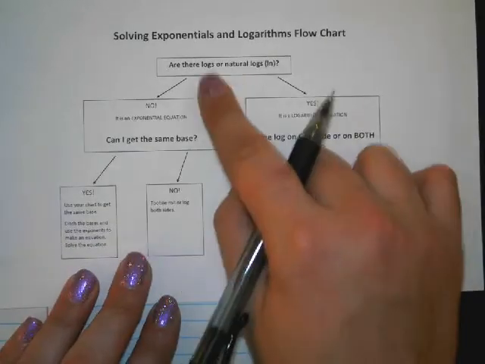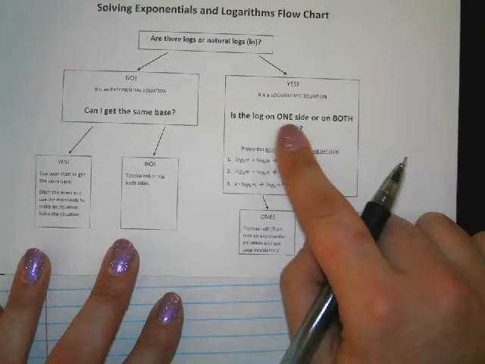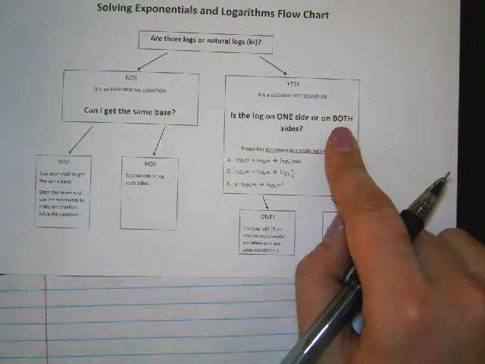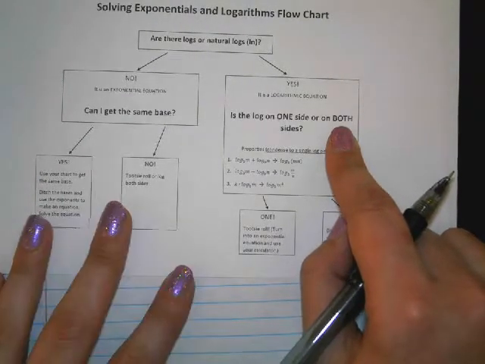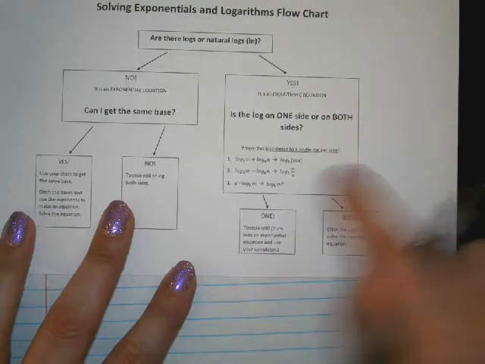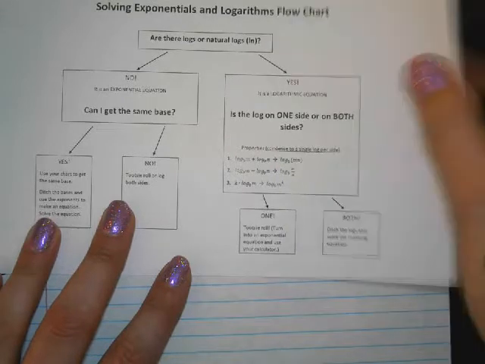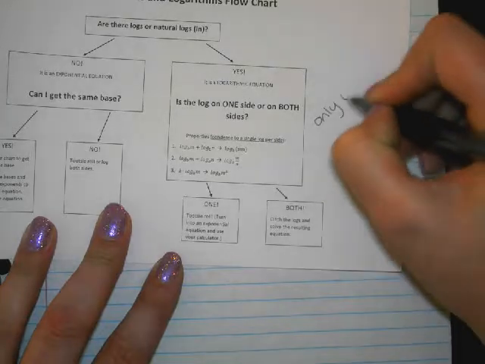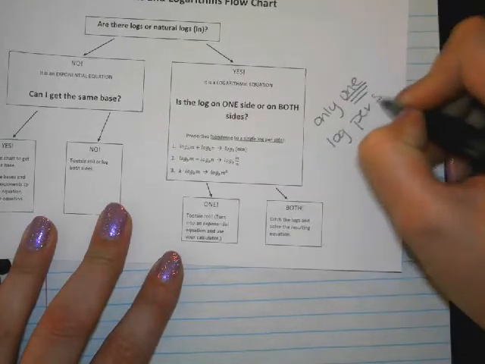Today we're going to say, is there going to be a log or a natural log in the problem? Yes, because we're solving logarithmic equations. Next, you have to ask yourself the question, is the log on one side or both sides? So maybe you just have a log on the left or just on the right, or you could have a log on both sides. To do the problem, you are only allowed to have one log per side. So I'm going to write that on my flow chart: only one log per side.